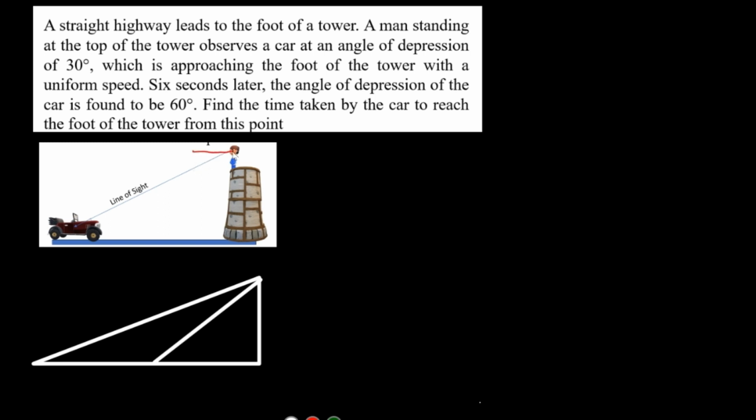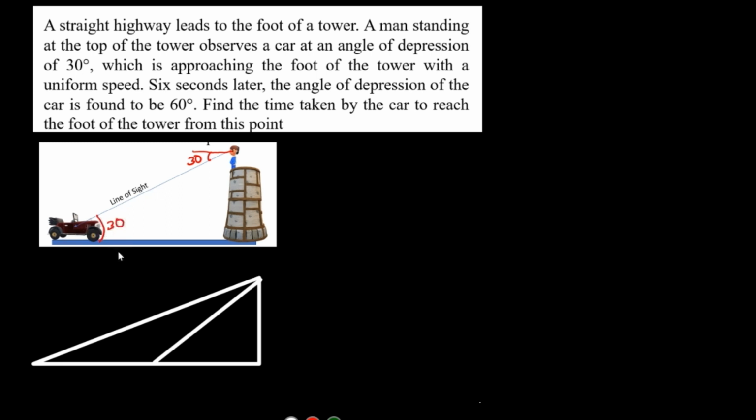So the angle given is 30 degrees. This is the depression angle to the car at which he is seeing the car initially. This line and this line are parallel and this is a transversal, so this angle also will become 30 degrees.